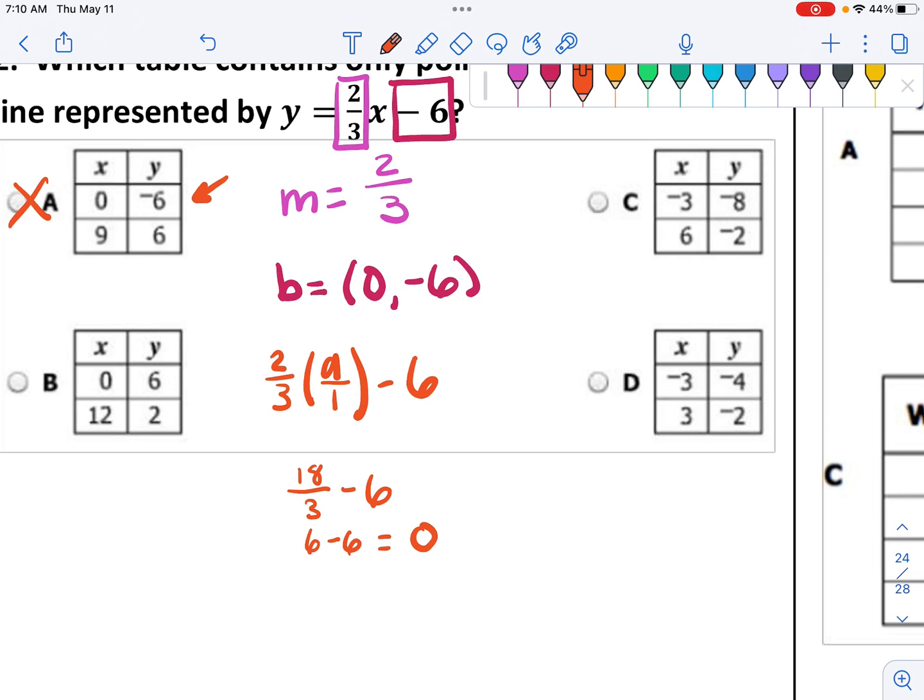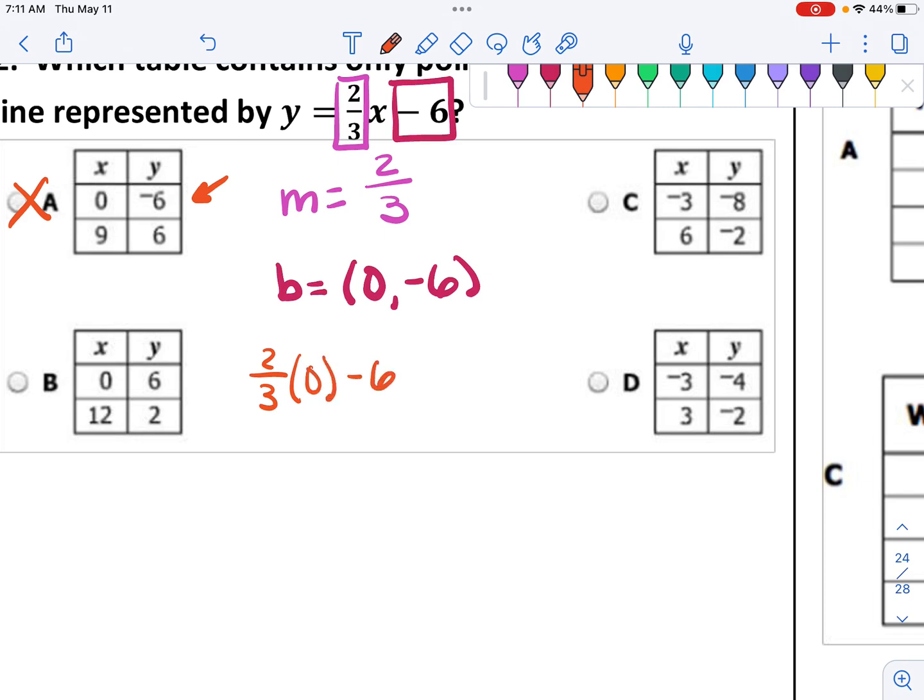All right, we can look at letter choice B. I'm going to erase this just so we've got a little bit of room here. Letter choice B, we're going to plug in a 0, 2/3 times 0 minus 6. That's going to give me 0 minus 6. That'll give me negative 6. So it's definitely not letter choice B. All right, again, I'm going to erase this so we've got more room. And we're going to scoot over here to letter choice C.